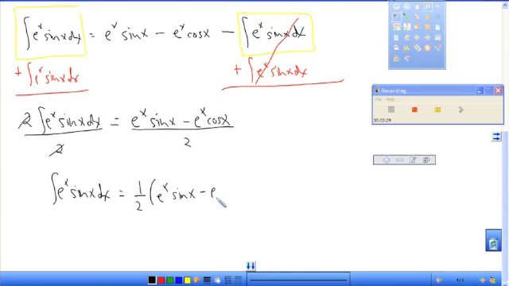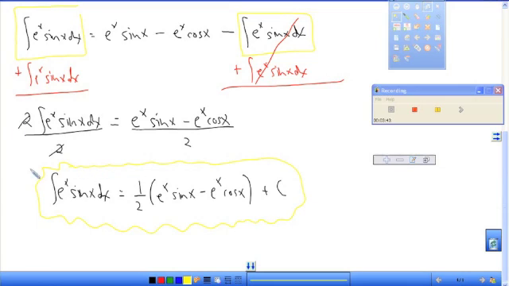This is how we deal with things where we feel like we end up in a perpetual loop. We go through and try to get back to where we started, and then the problem literally just becomes an algebra problem that we can then solve out for whatever we were looking for.